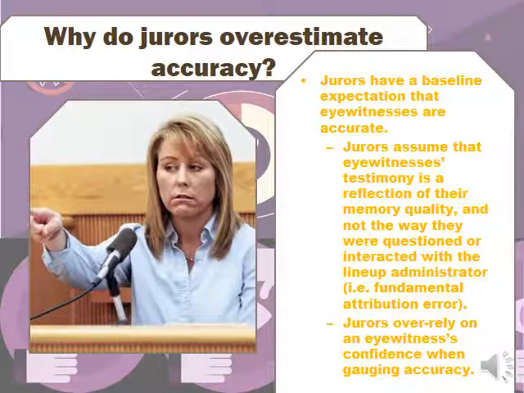Now, jurors have a baseline expectation that eyewitnesses are accurate. So why do jurors overestimate accuracy? So initially, jurors assume that eyewitness testimony is a reflection of their memory quality and not the way they were questioned or interacted with the lineup administrator, fundamental attribution error. So in other words, jurors overly rely on an eyewitness's confidence when gauging accuracy.